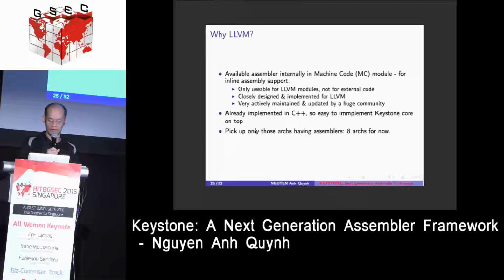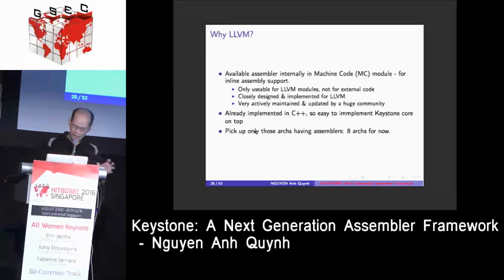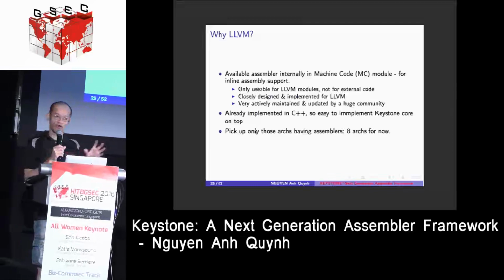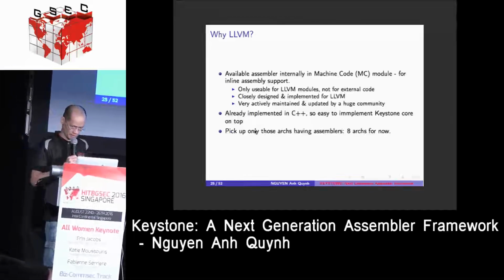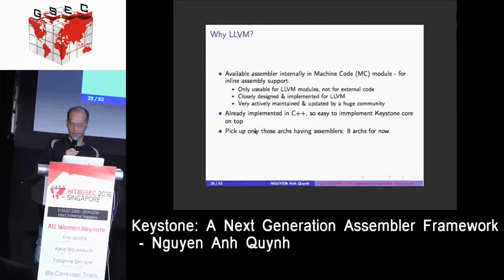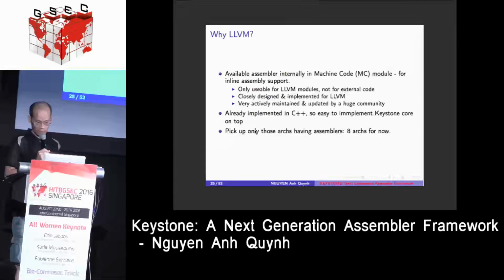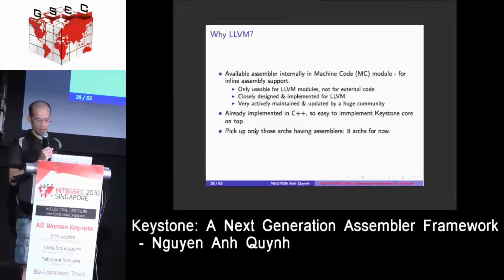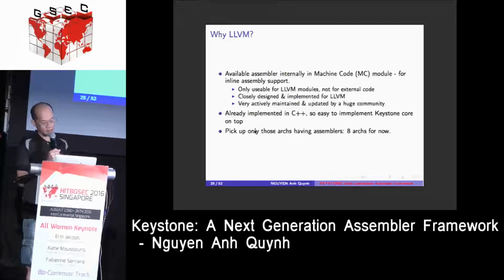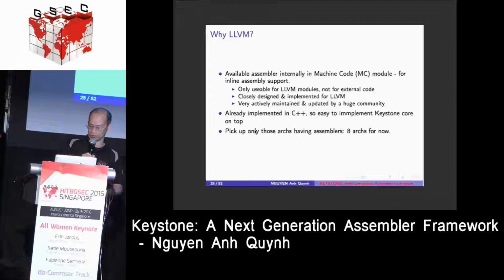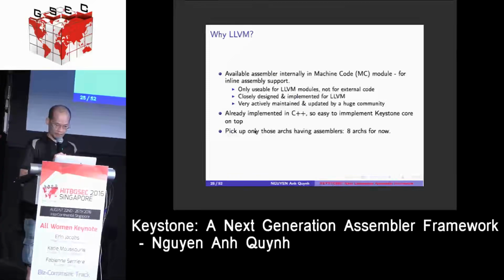But note that those assemblers inside MC are built only for LLVM, and nothing else. You cannot directly use those assemblers inside MC. MC is very closely designed and implemented just for LLVM. But the good thing is that the MC component is very actively developed and maintained by a lot of people in the community. Another good thing is that MC is implemented in C++, so I can easily build Keystone on top of that.